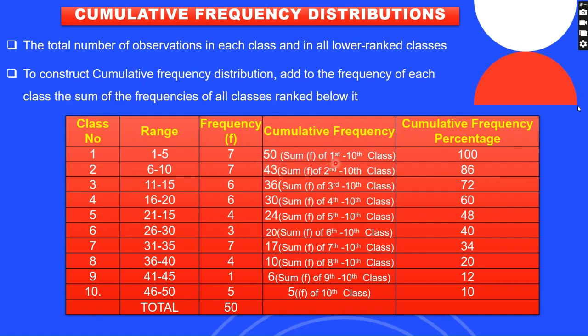For example, we can say 7 is with the current class, the all this sum will be called as 50. So sum of first class to 10th class has, we can call as a percentage will be the 100. So next one, we can take 7. So sum of second class up to 10th class, we can say we get 43. So 43 percentage used to get us here, 86 will be the percentage.